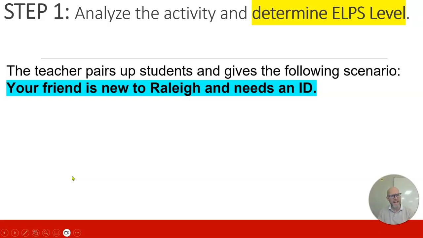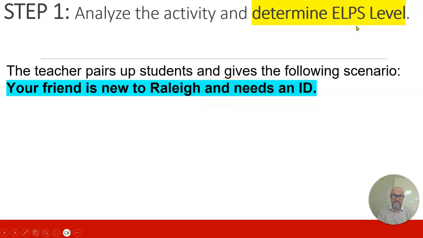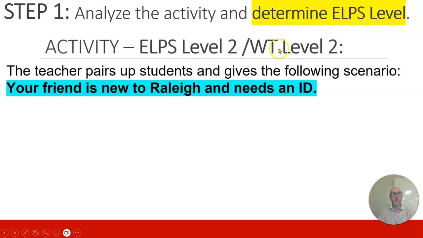Step 1. Analyze the activity. The teacher pairs up students and gives the following scenario. Your friend is new to Raleigh. We also need to determine the ELPS level. Now, we already said this is a WakeTech ESL Level 2. We have determined that that would also coincide with ELPS Level 2. But let's continue to look at the activity so that we can discuss why we chose that level.